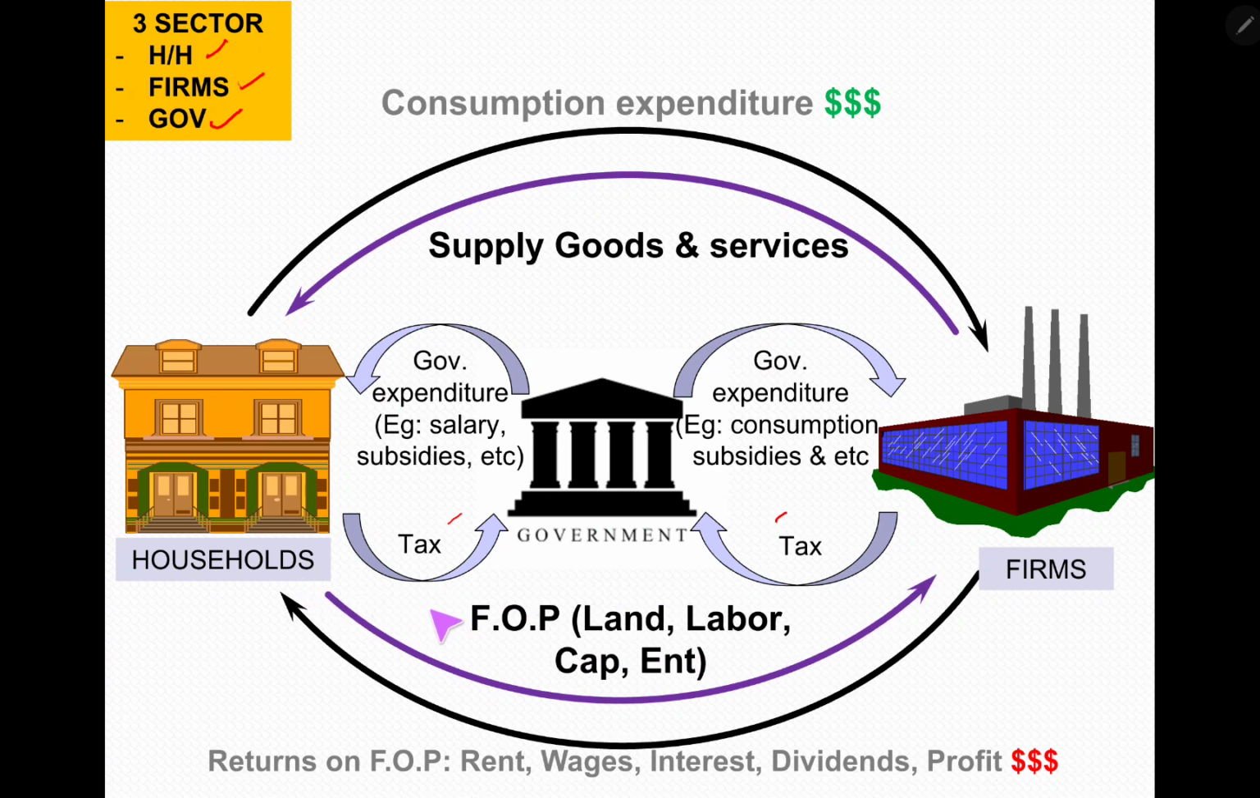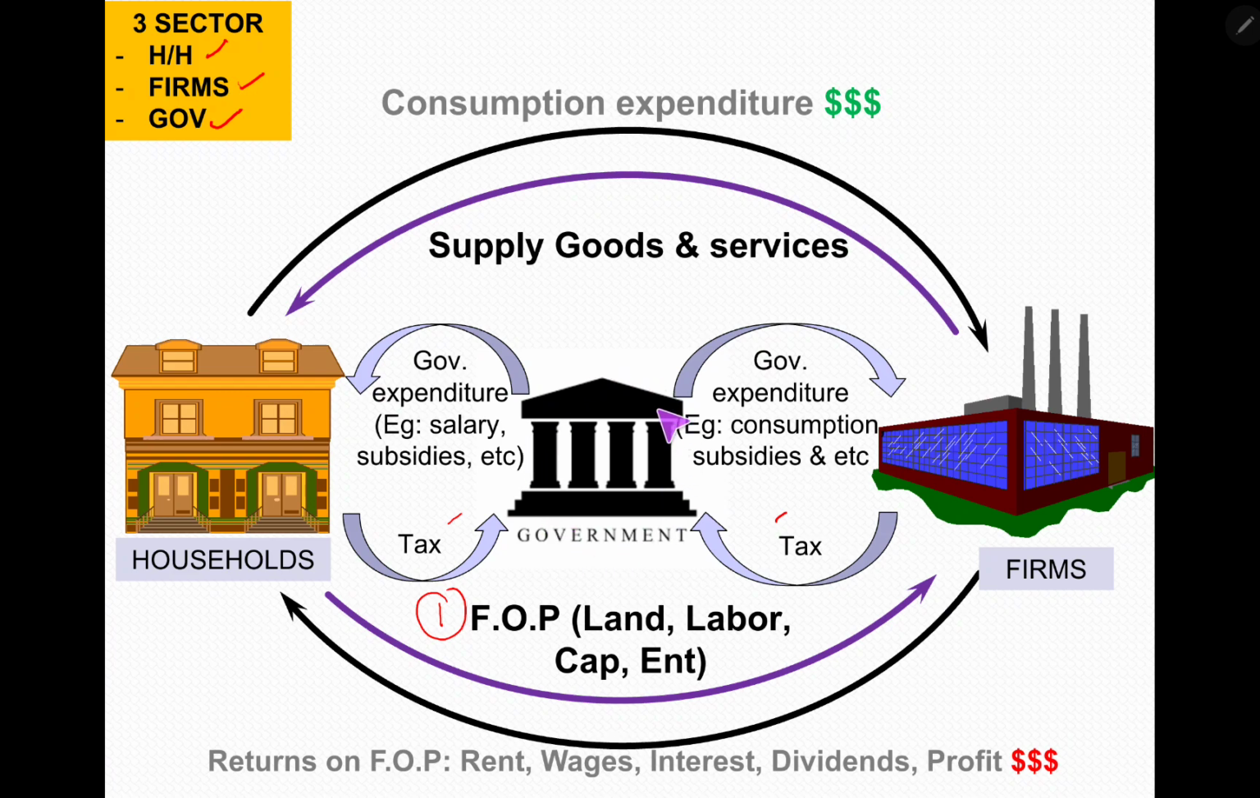First, the household, who are the owner of the factors of production, will supply land, labor, capital and entrepreneur to the firms, and in return they will receive income in the form of rent, wages and salaries, interest and dividends as well as profit. So based on the factors of production, the firms will produce goods and services, and they will supply the goods to the household, and in return they will receive income from the consumption made by household.